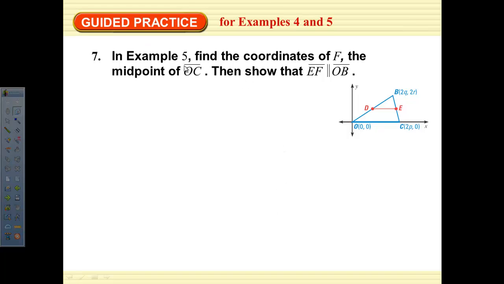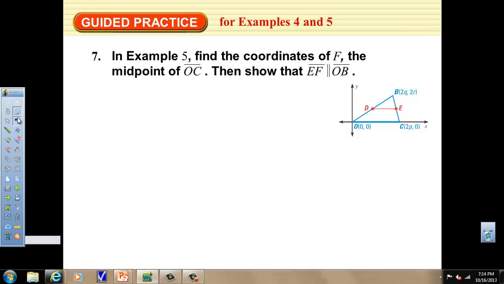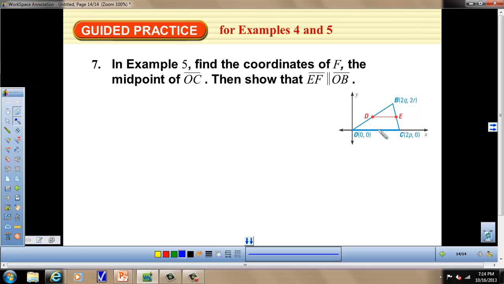Now, in this last example, it says find the coordinates of F, which is the midpoint, and then show that those are parallel as well. So F would be the midpoint down here, and since this is 2P, we can say that F is equal to (P, 0). And we already knew that this was (Q plus P, R).